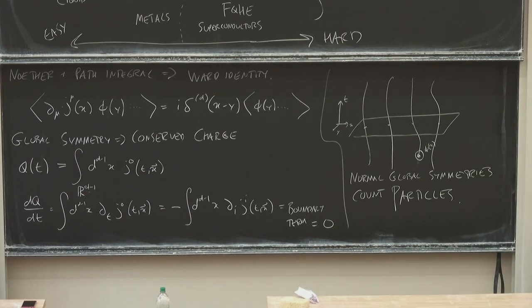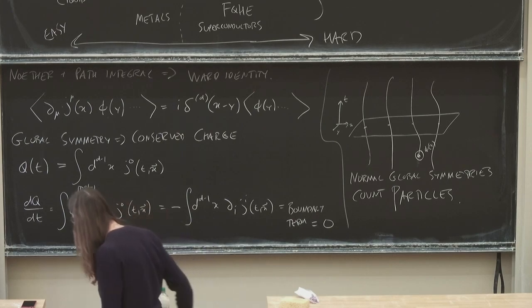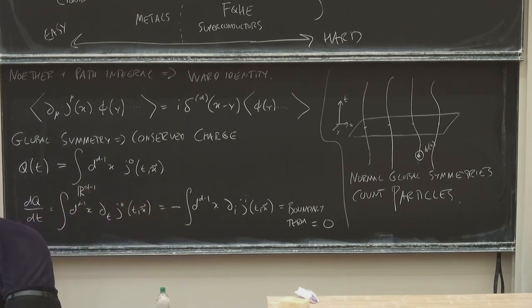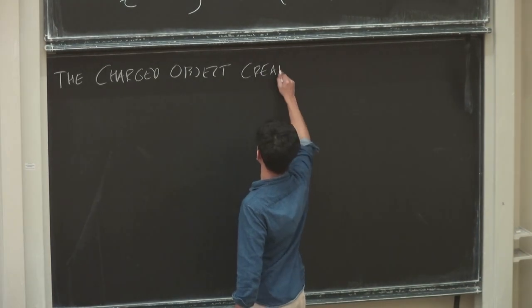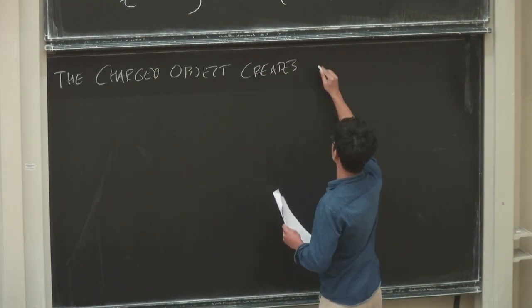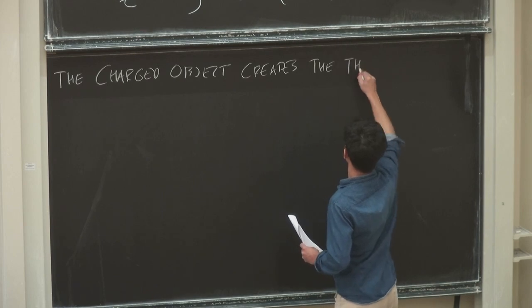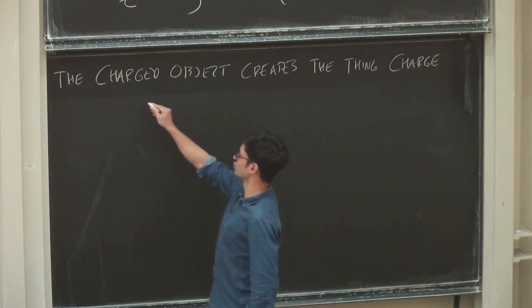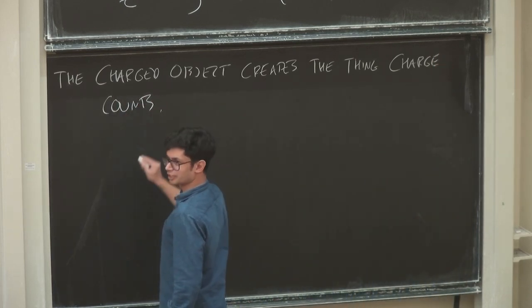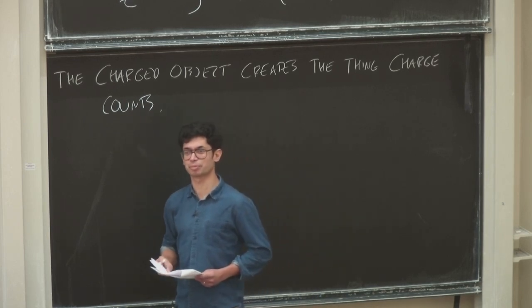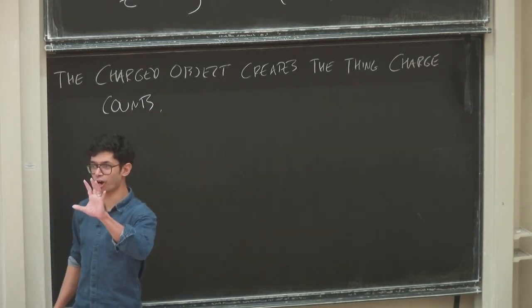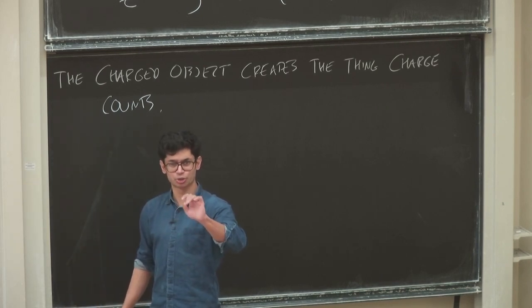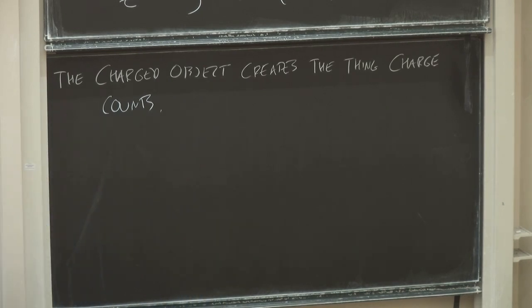So let me just again write some words for that. A normal global symmetry counts particles, and here's a slightly odd sentence. The charged object creates the thing that the charge counts. Okay. So this is beginning to bring us into a terrible linguistic problem with this field, which is that, you see, the word charged and the word charge are two completely different things, okay? Let me just stress what's happening in this case.